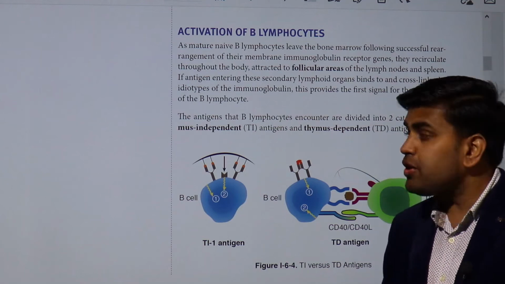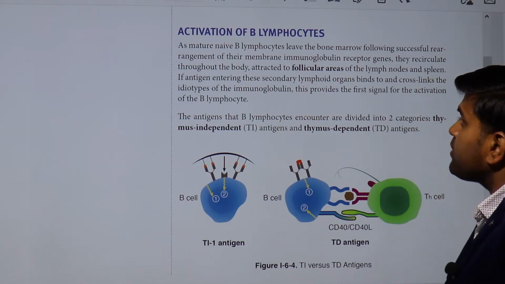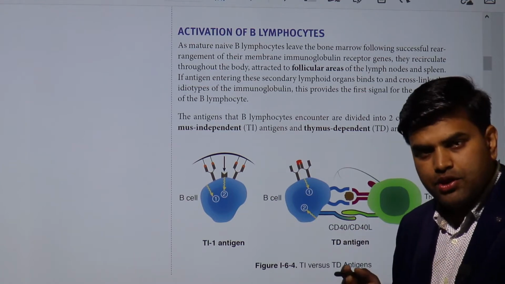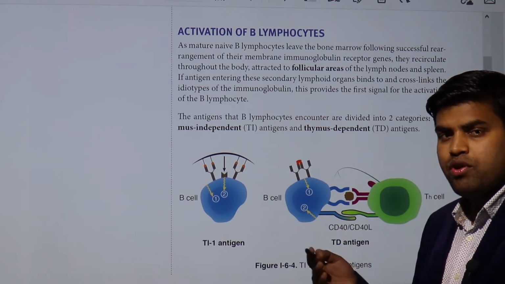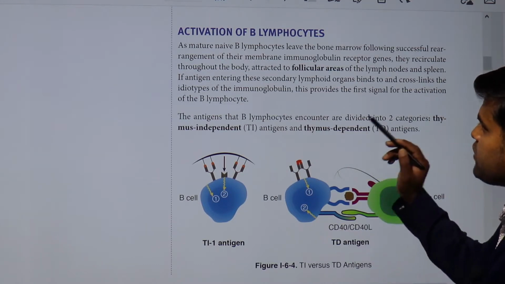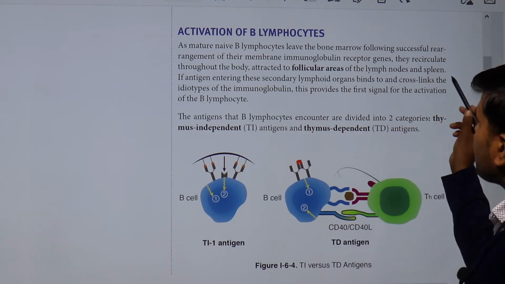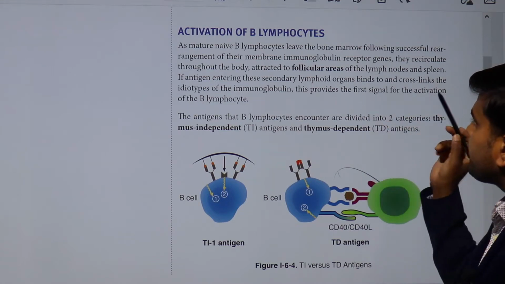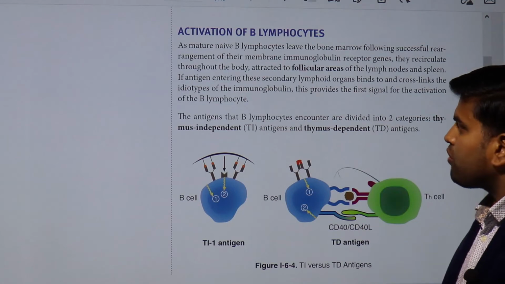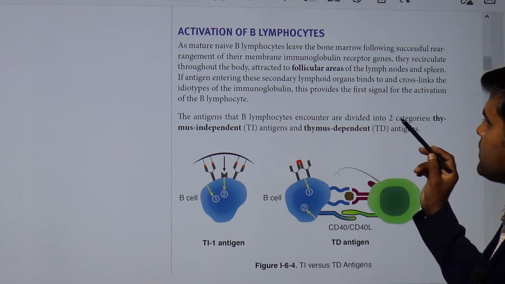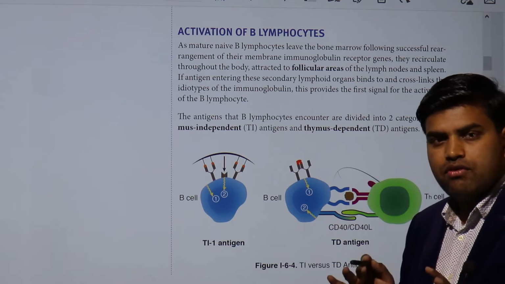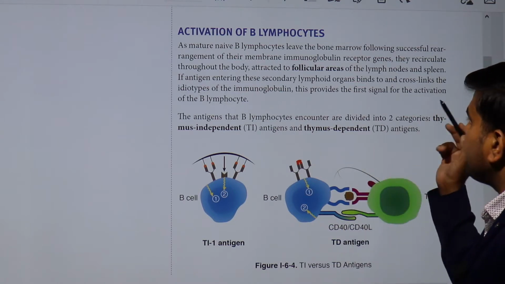Welcome again. Today we will be discussing the activation of the B lymphocyte. Initially we discussed the activation of the T lymphocyte, and now we are moving forward to the activation of the B lymphocyte. A mature naive B cell leaves the bone marrow following the successful rearrangement of its membrane immunoglobulin receptor, and recirculates throughout the body, attracted to the follicular areas of the lymph node and the spleen. So they are normally found in the follicular area of the lymph node and spleen.